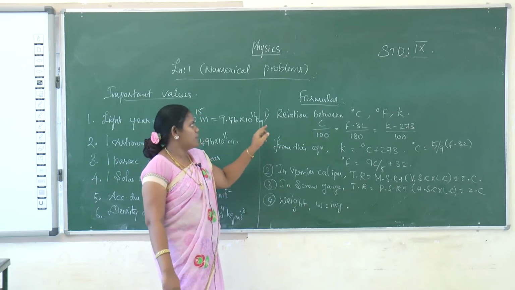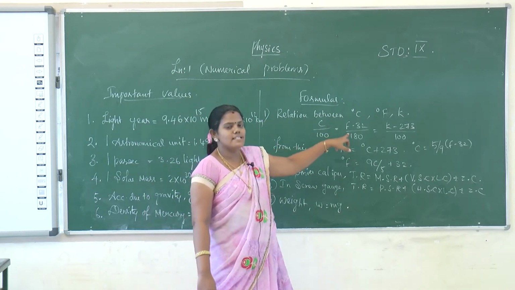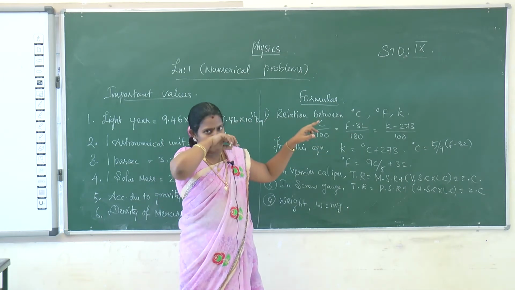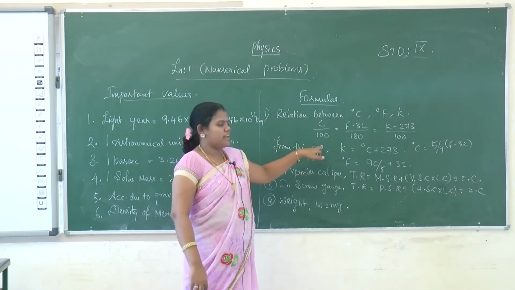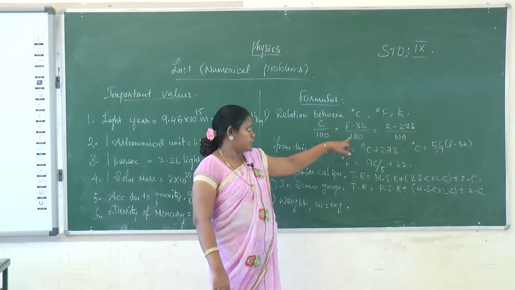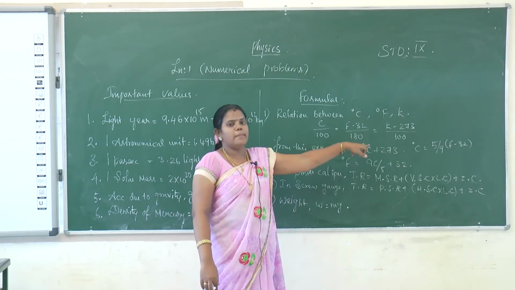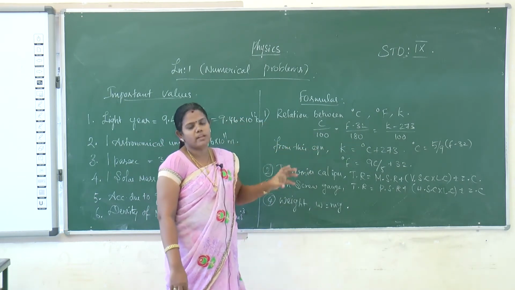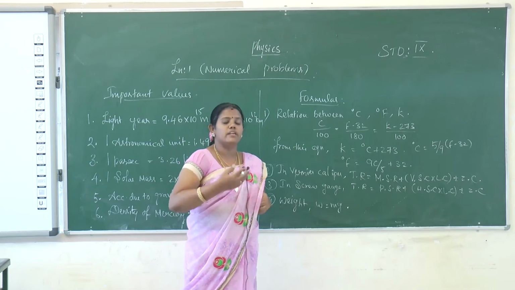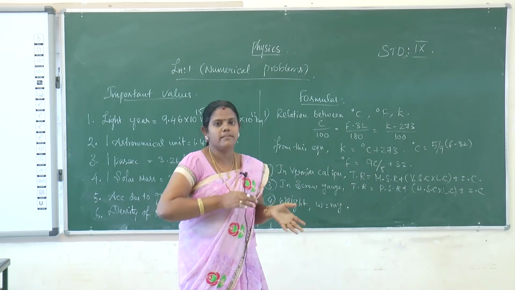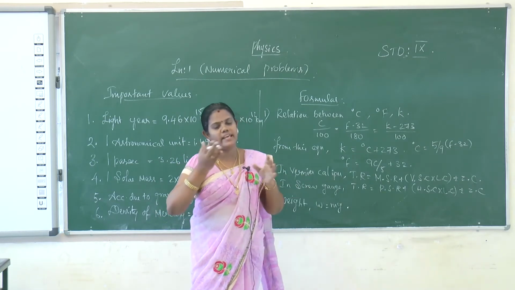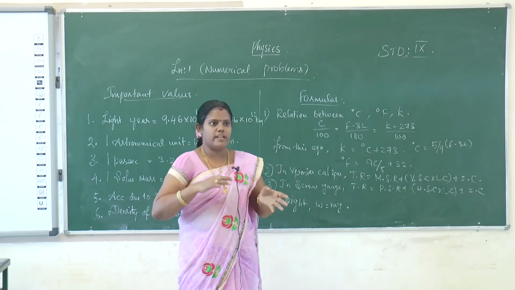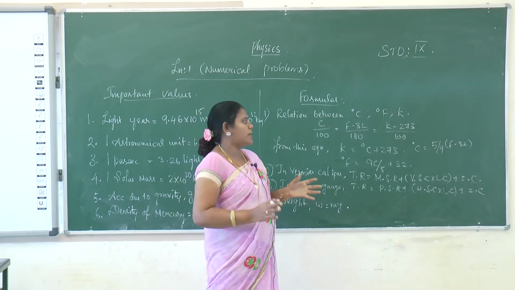First, the relation between Celsius, Fahrenheit and Kelvin. C by 100 is equal to F minus 32 by 180, which is equal to K minus 273 by 100. This formula is used to convert Celsius to Fahrenheit, Fahrenheit to Celsius, Celsius to Kelvin, Fahrenheit to Kelvin, Kelvin to Celsius and Kelvin to Fahrenheit. All the conversions can be done using this formula.